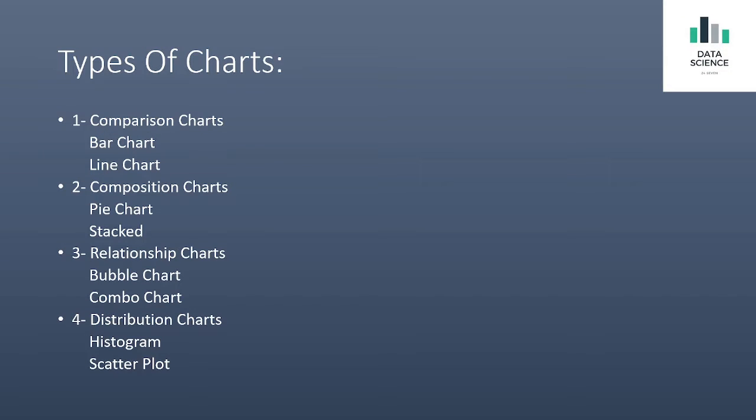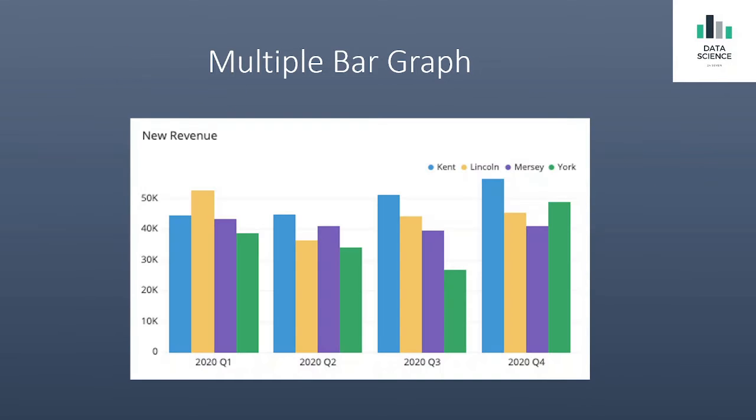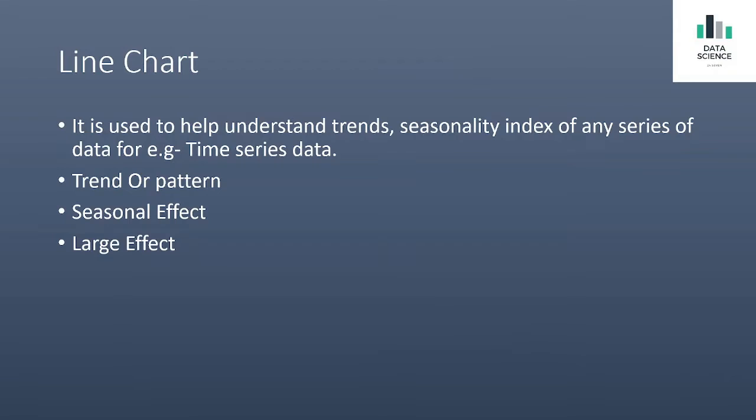The next important comparison chart is the line chart. A line chart, as the name itself suggests, has a line. It is used to help understand trends and seasonality index of any series of data. So here we should underline series of data, for example, time series data.